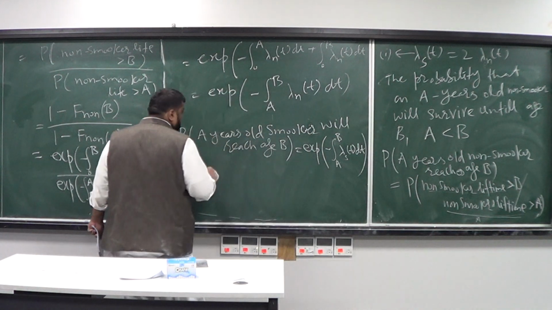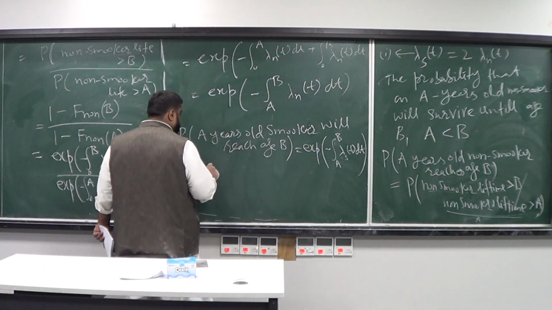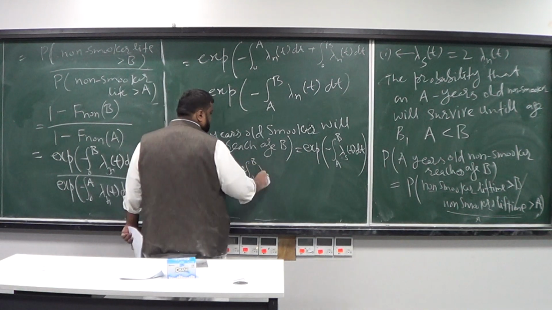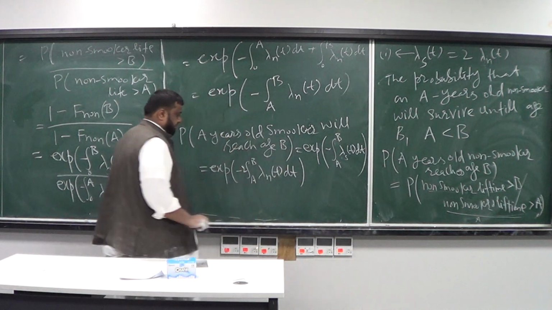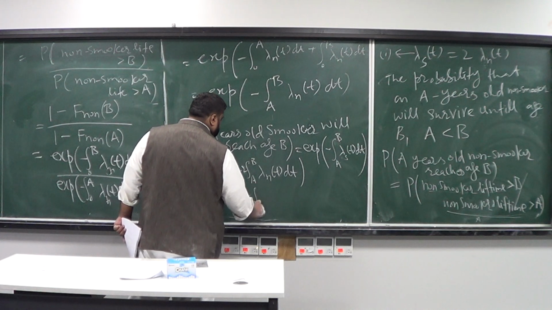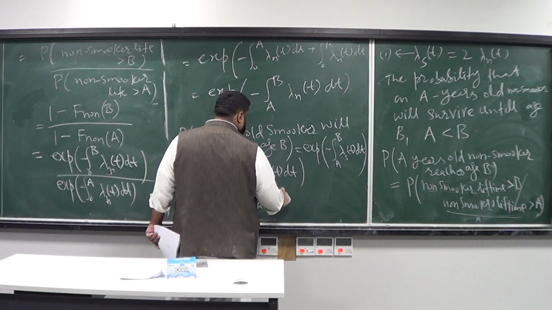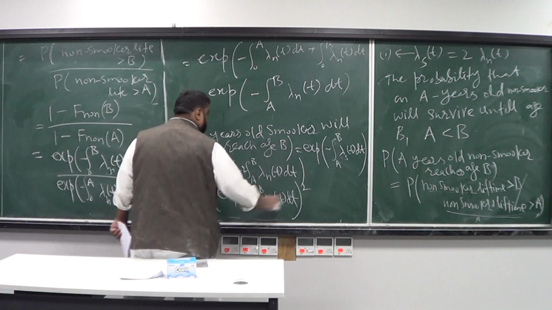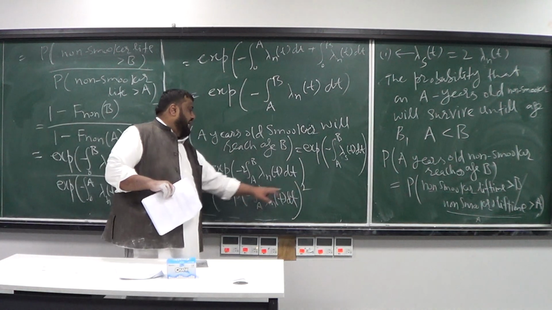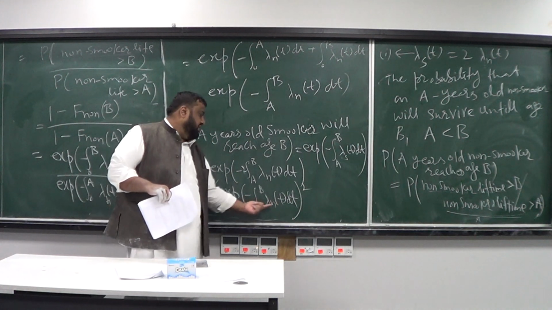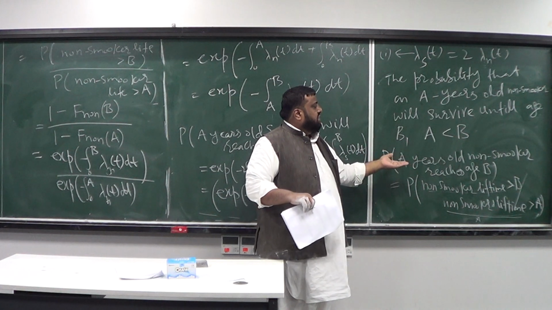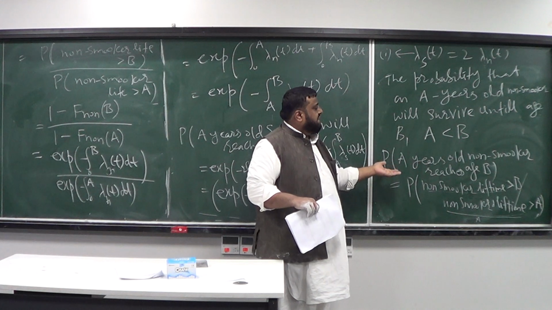So what I want to do, I want to substitute the value of lambda s here, so I'm going to get exponential of negative 2 times the integral from a to b of lambda n of t dt. Okay? And with this 2, I can write this as exponential of negative integral from a to b, lambda n of t dt, and the square. So I can write all of this as the square of this, because the powers multiply. But this is precisely equal to the probability that a years old will survive until the age b.